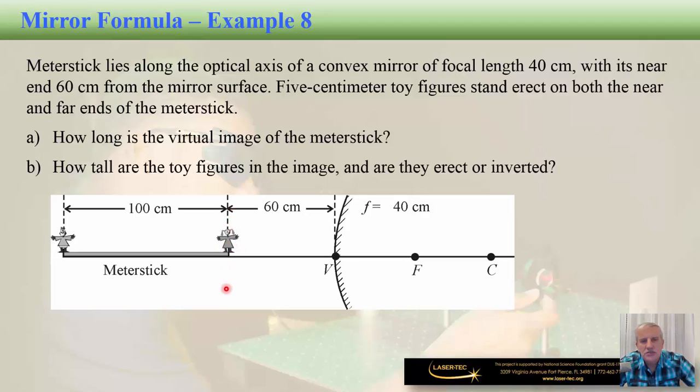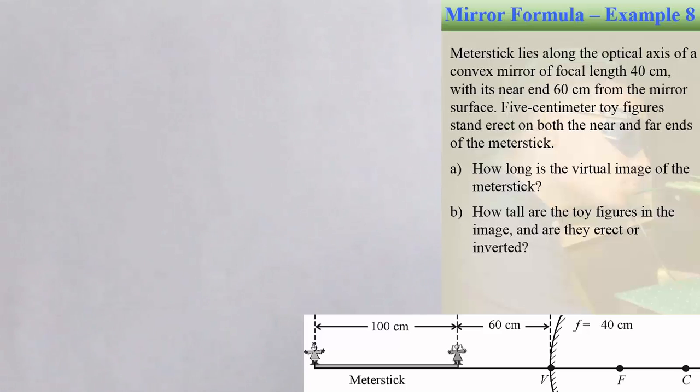The questions asked in this problem are: how long is the virtual image of the mirror stick, and how tall are the toy figures in the image? Are they both erect or inverted? So let's look at how to solve this problem. Okay, let's use the analytical method to solve this problem.